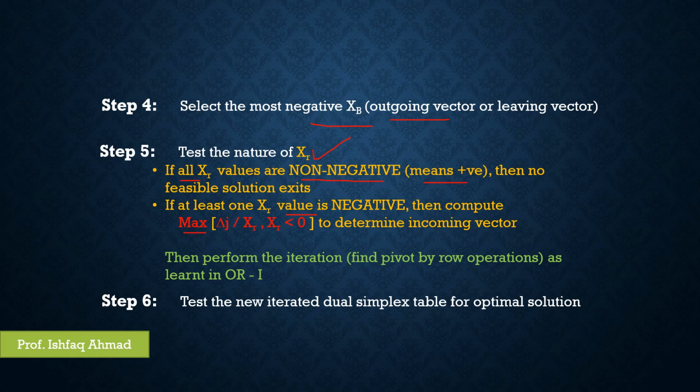So after deciding the outgoing and incoming vector, we perform iterations as we have already learnt in OR course 1 by finding the pivot element by row operations. Then we check the new iterated dual simplex table. We elaborate all these steps in the next slides with an example problem.